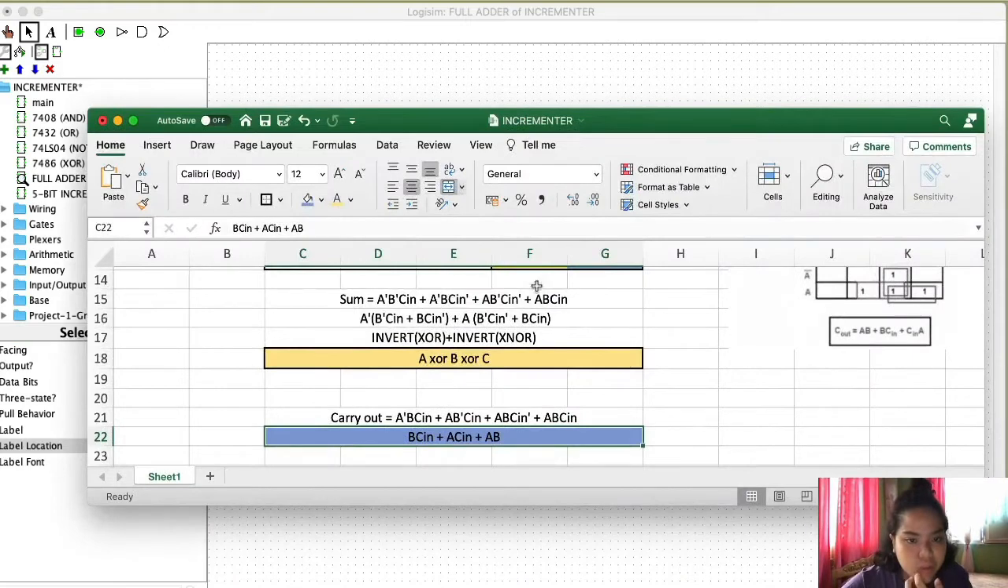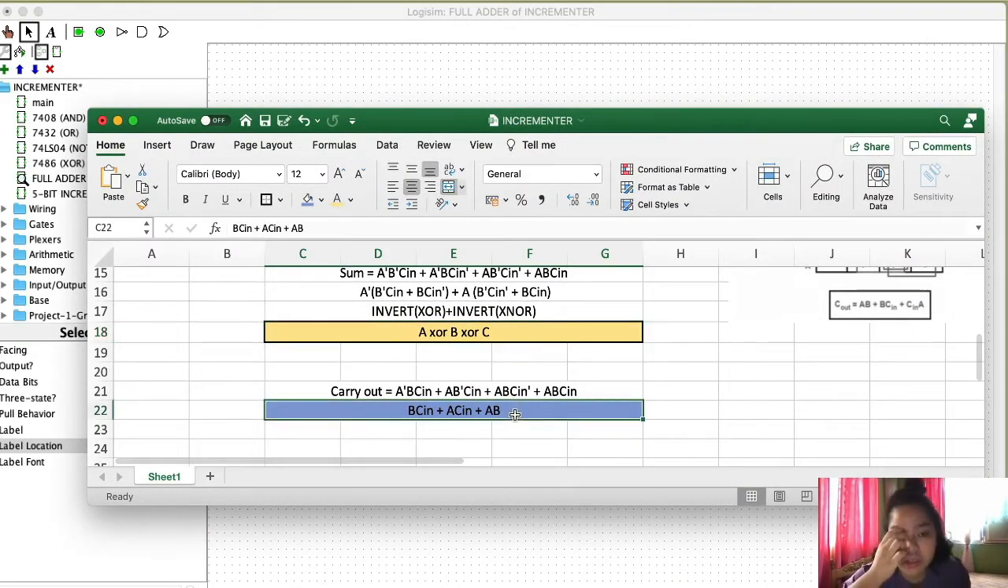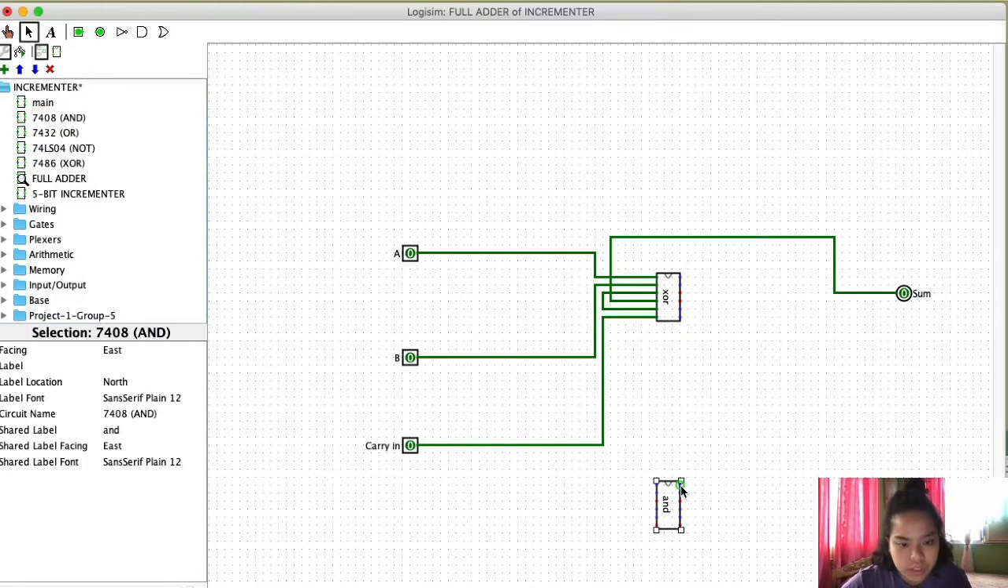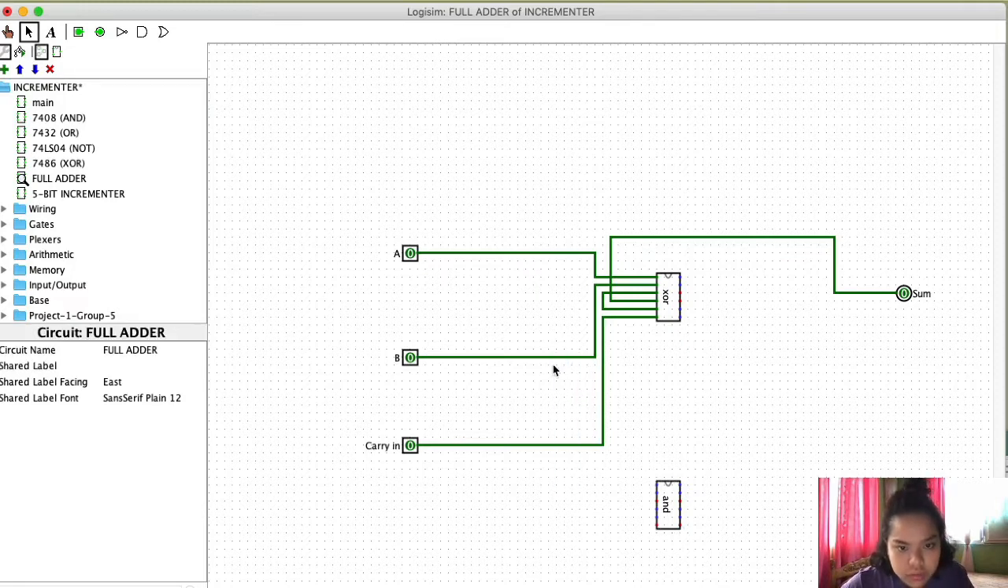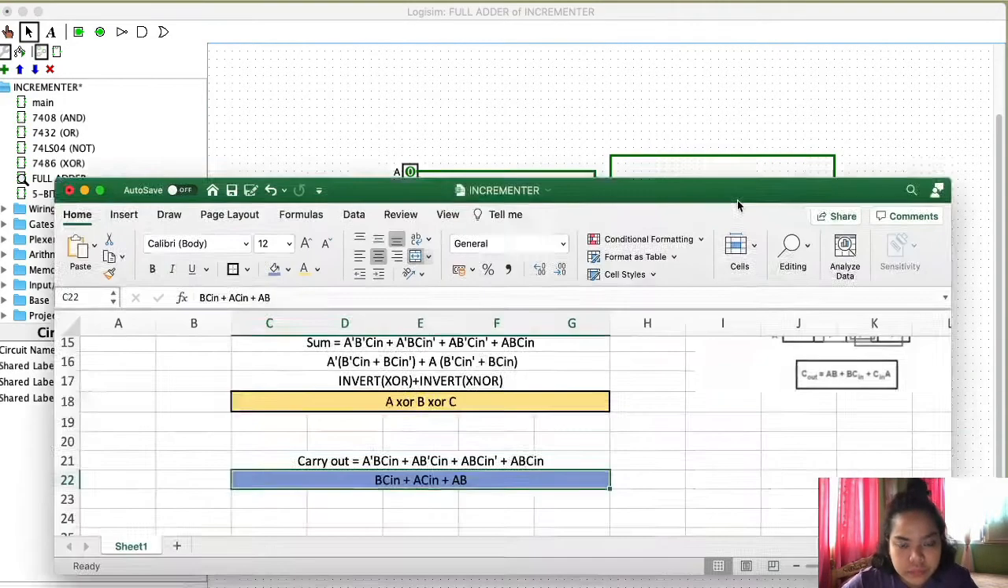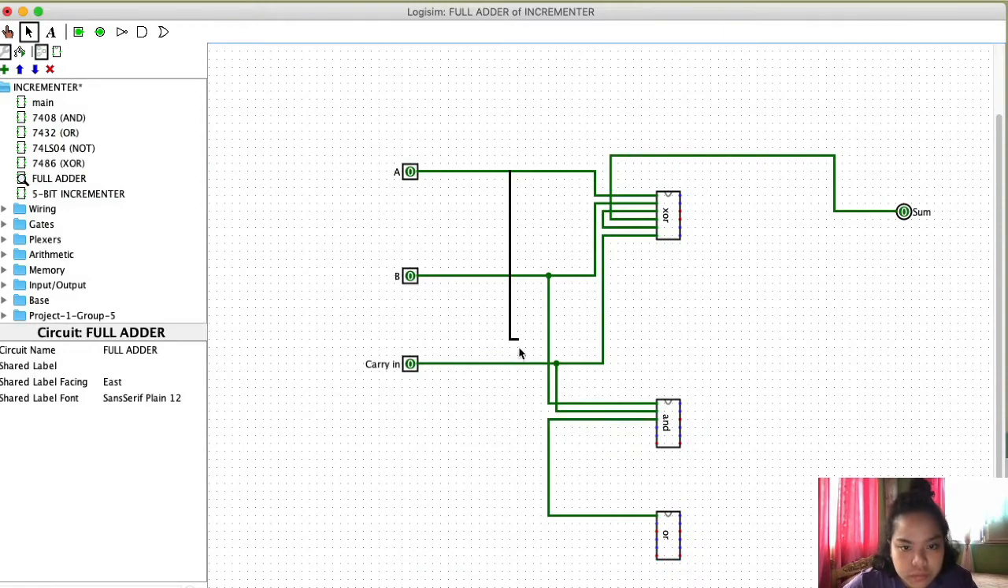Okay, so now that we are able to create our output for the sum, let's do the carry out. So the first thing we're going to do is B ANDed with carry in. So we will just get an AND gate here, and then we will do B ANDed with the carry in, and then their output will go to an OR gate, or IC, as its first input. And then next we have A ANDed with our carry in. So that's A ANDed with the carry in. Then their output will serve as the second input of our first OR gate.